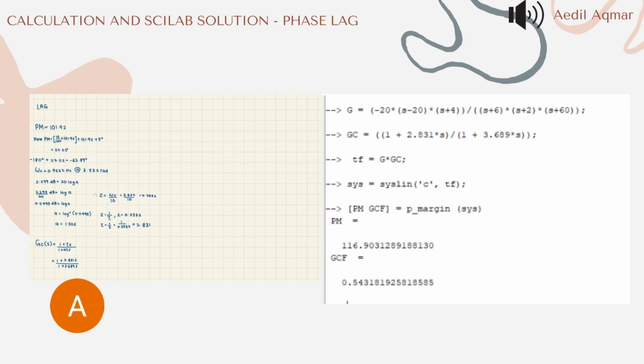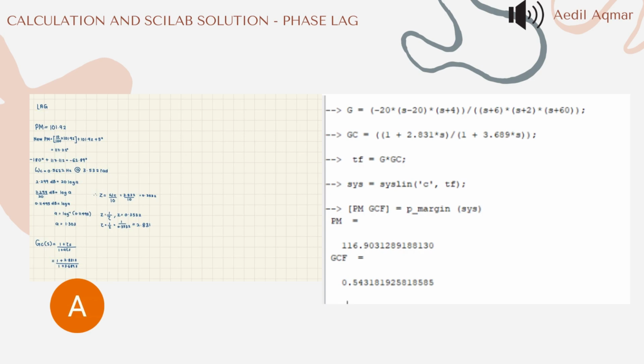In this part, I will show you the calculation for the phase lag compensator. Firstly, our current phase margin is 101.92, but we need at least 112.11 degrees of phase margin. Taking into account a 5 degree safety margin, we need to design a 117.11 degree phase lag network. By using Scilab, our new gain crossover frequency is 0.5622 Hz or 3.532 radian per second.